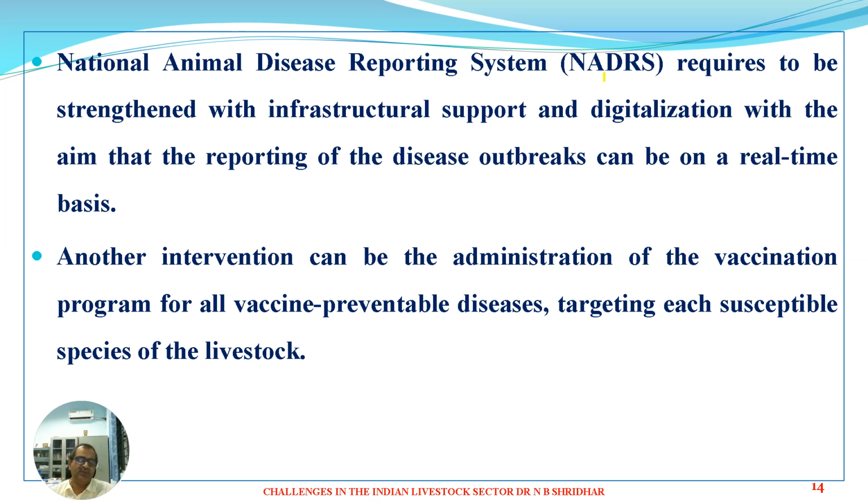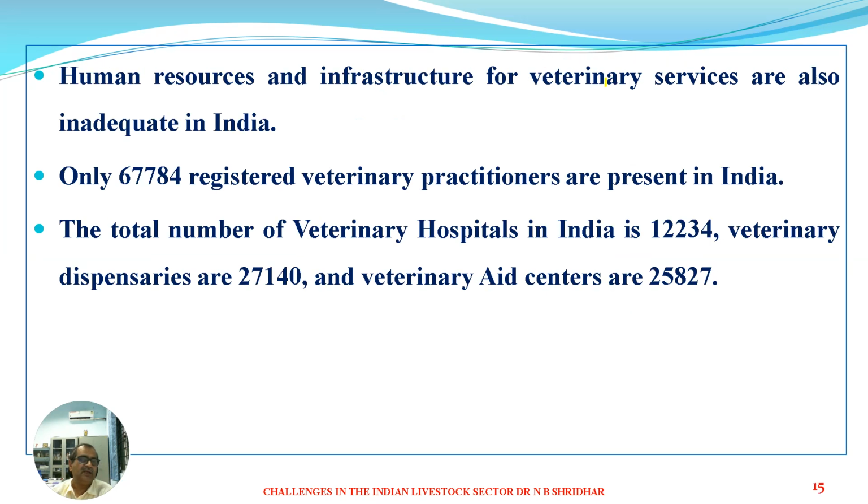At least the policymakers should understand the impact of the individual diseases on the nation's economy. Another intervention can be a vaccination program for all vaccine-preventable diseases, targeting each susceptible species. In addition, we need to find some remedies, including for viral diseases like lumpy skin disease. We need to focus on the therapeutic aspect of such diseases also, at least to prevent economic loss, even though the animal is not going to die, from secondary infections.